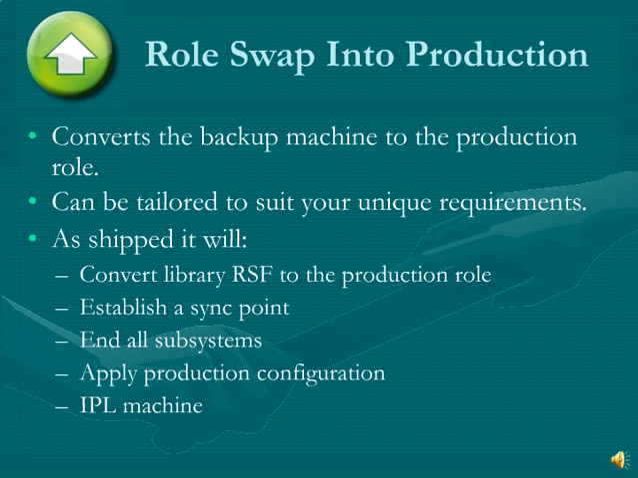If this were a planned role swap, you would swap the machine going out of production to the backup role first, and then run this command to swap the former backup machine into production. For an unplanned role swap, you begin by swapping the backup machine into production and deal with the former production machine later when the trouble is fixed and it becomes available.